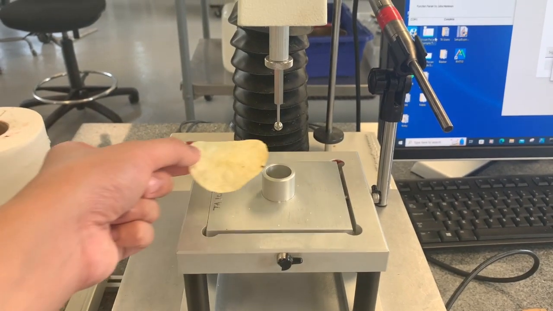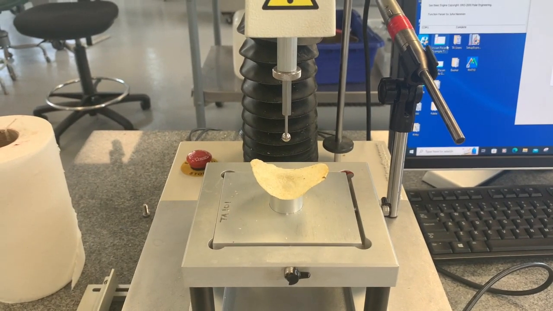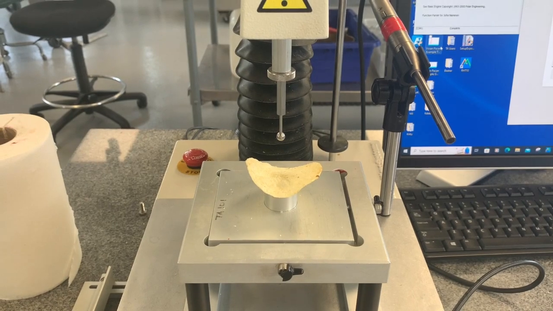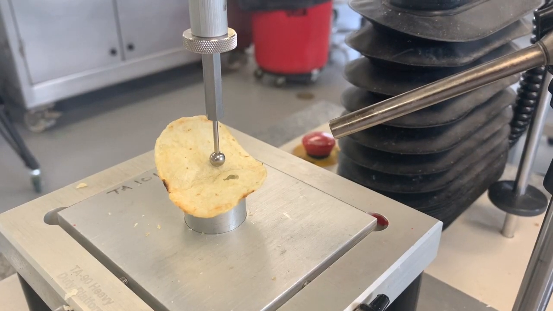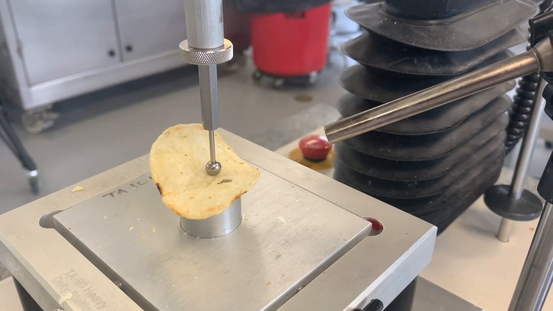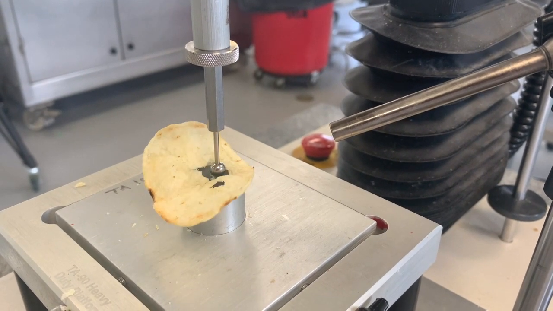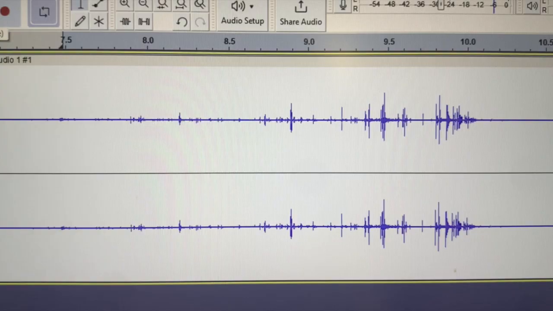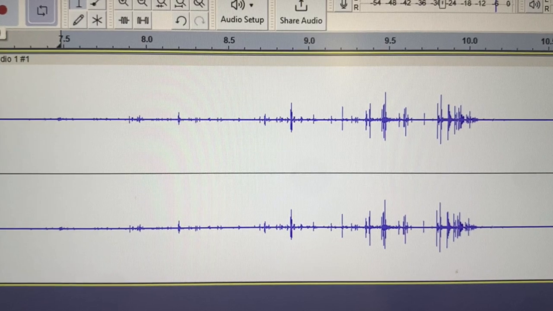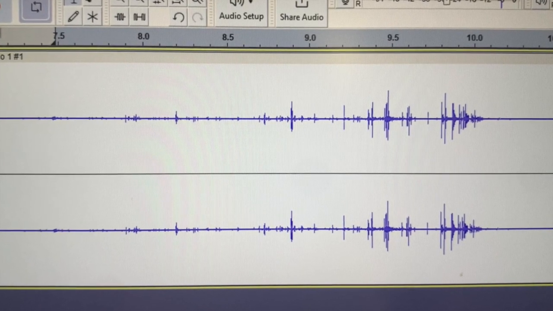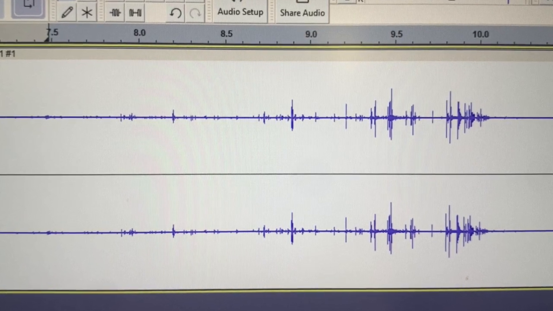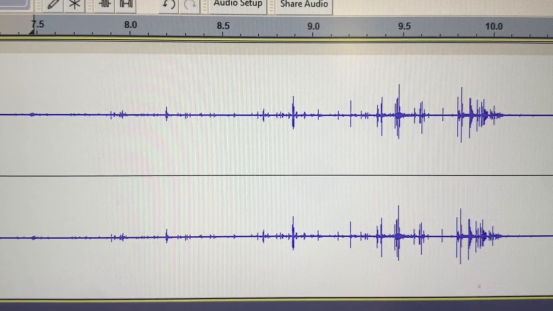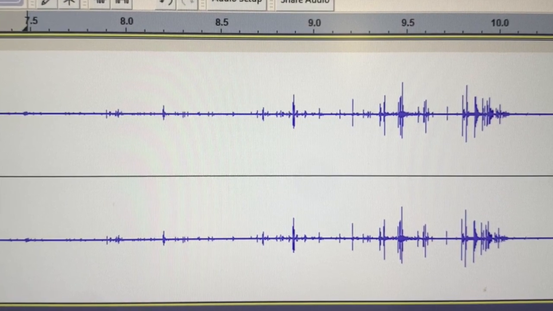Step 4. Data collection. Place a potato chip on the device's stand and gently break it, simulating the typical eating process. For this experiment, the ball probe lowers at 1 mm per second for a distance of 3 mm. Simultaneously, record the sound generated using the microphone and data acquisition system. Repeat this process for each chip sample.